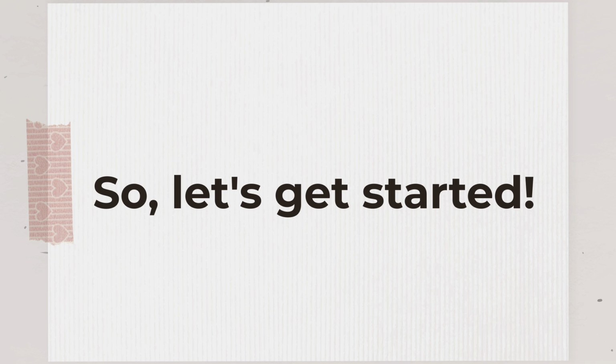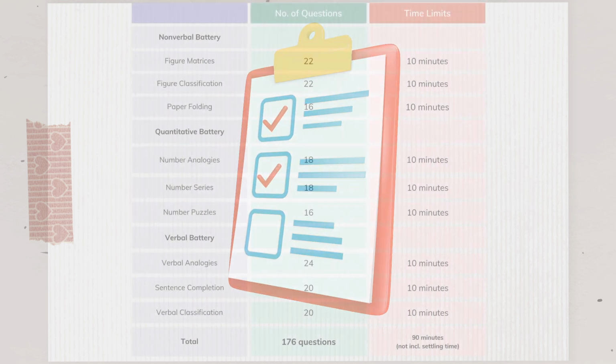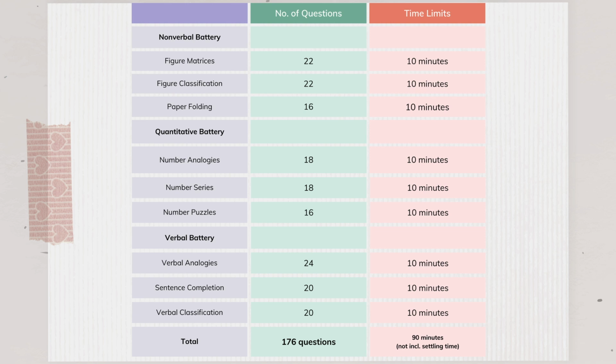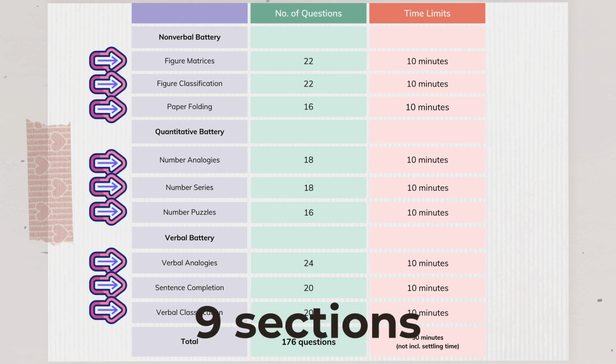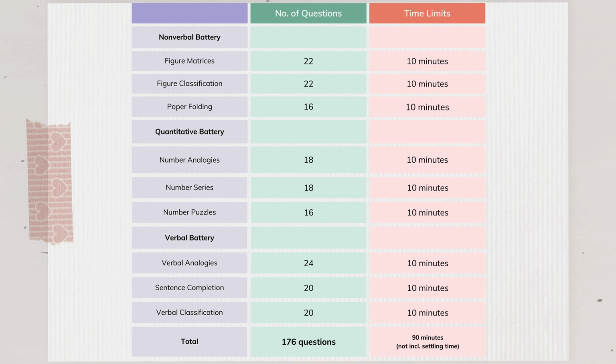So, let's get started! Before diving into the sample questions, let's take a moment to understand how the test is organized. The CogAT is structured into 3 main batteries: nonverbal, quantitative, and verbal. Each battery is further divided into 3 subtests, totaling 9 sections. Here's a quick breakdown to give you a clear picture of what to expect.